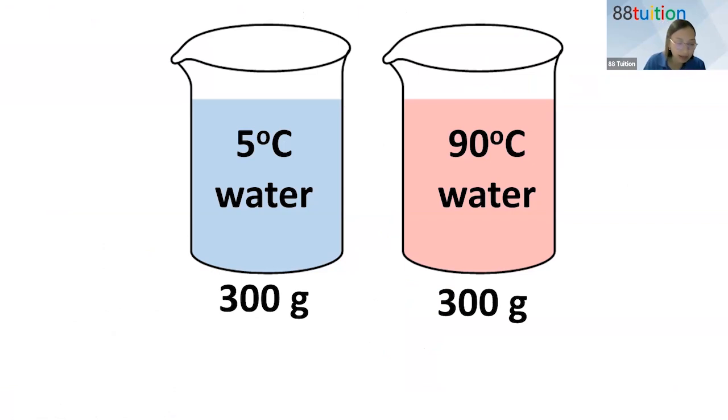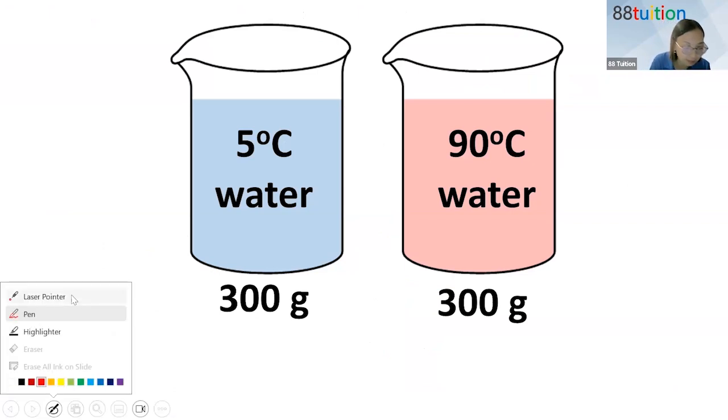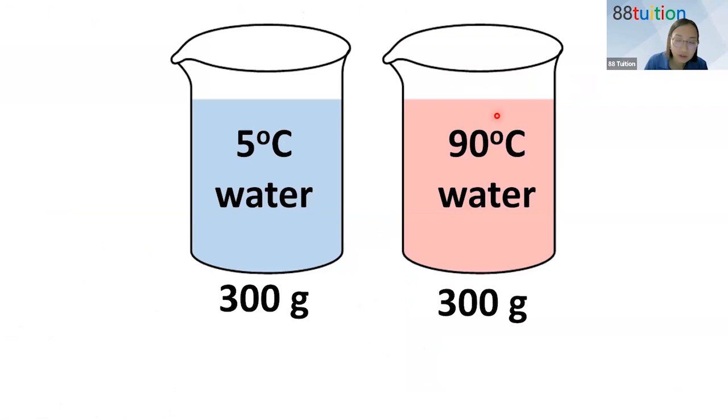Now imagine I have 2 beakers. So I have this beaker plus the water inside. If I put it on a weighing machine, it weighs 300 grams. So 300 grams is the mass of the beaker plus the mass of the water. Everything adds up, the mass is 300 grams. So here I have the same volume of water, same size beaker, also 300 grams.